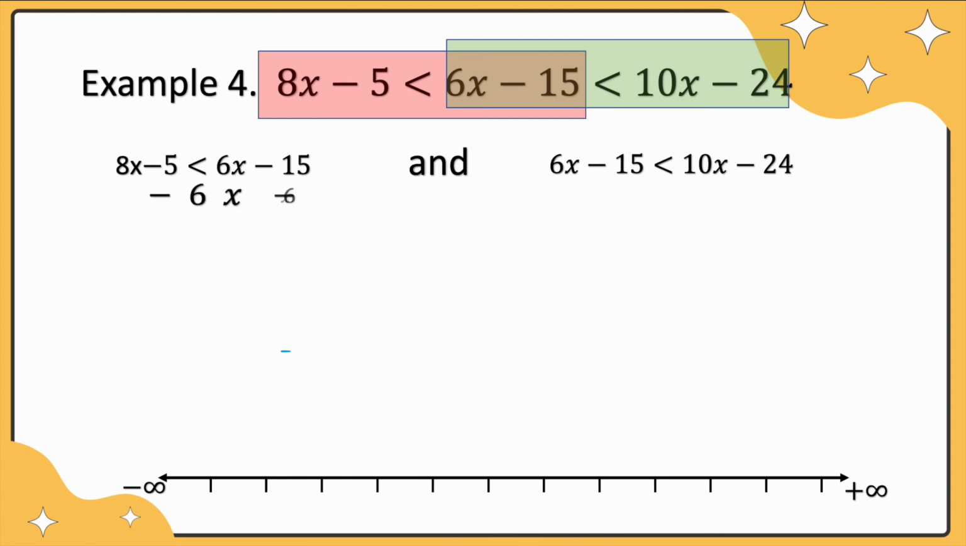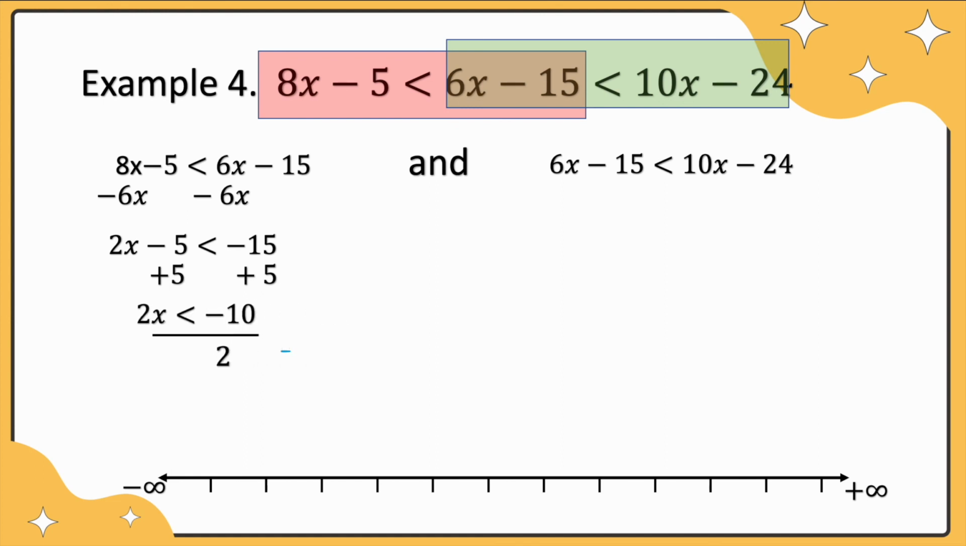So first let's solve the first part of the inequality. And we follow the same rules by eliminating x terms from the right and then isolating the x terms on the left and finally isolating x. We get x less than negative 5. So that is the first part of our solution.